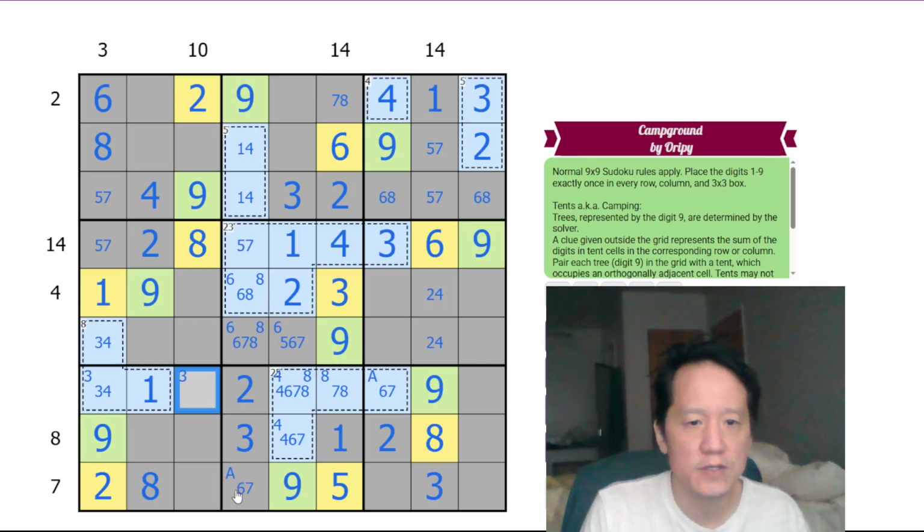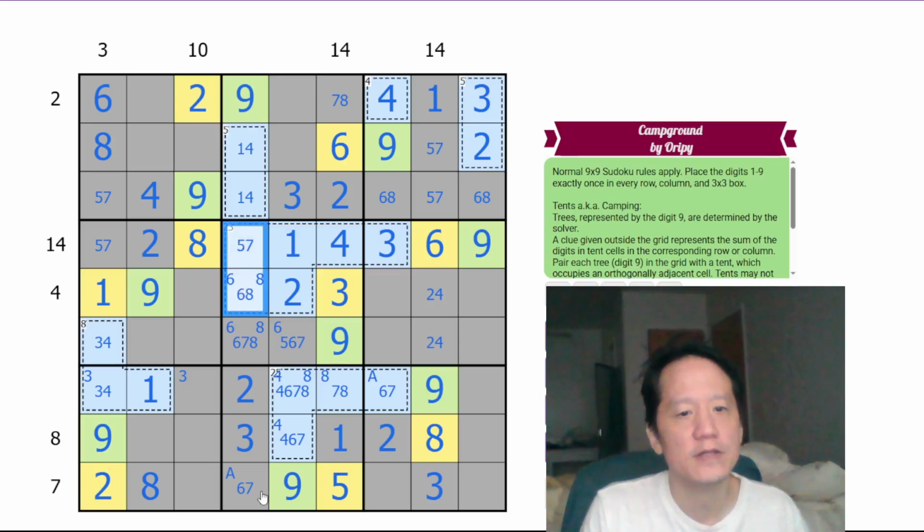Also, this is a 6 or 7. So now these two digits must add up to 23 with 1, 2, 3, and 4. So they must add up to 13. If this is 6 and 7, that would eliminate all possibilities for that cell. So this can't be 6 or 7. This must be 5, which makes this an 8.